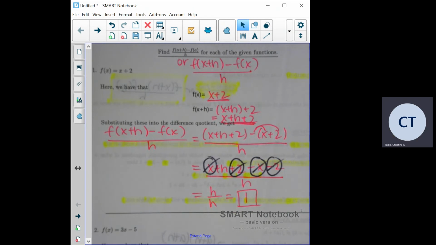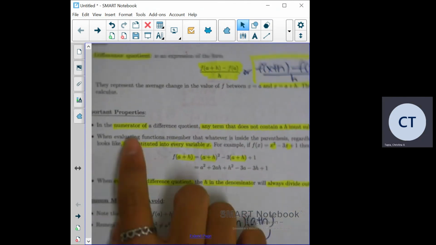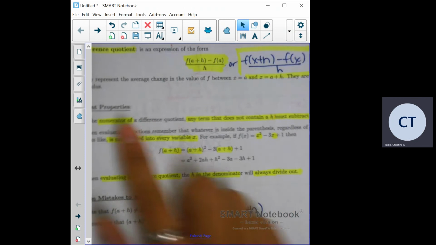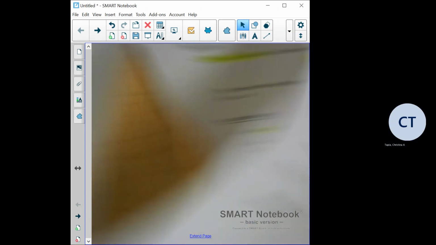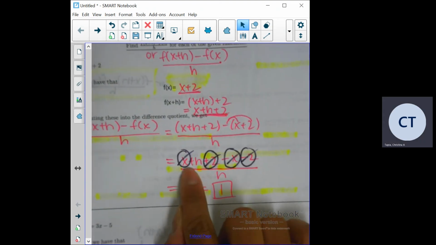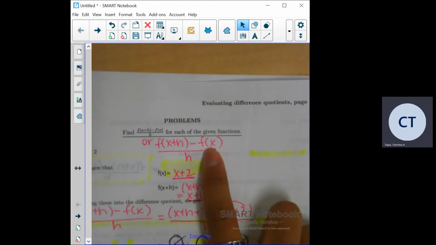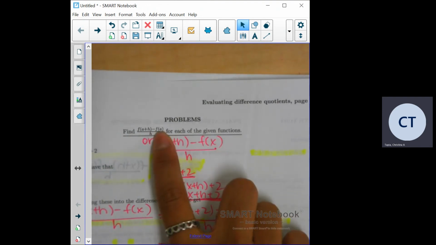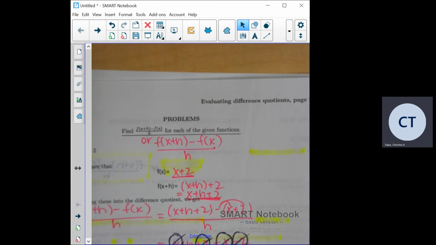So let me go through the things on the first page that we actually did on this page to get our answer. On this first page, one of the things I highlighted was that in the numerator, any term that does not contain an h must be subtracted off. Any term in your numerator that does not contain an h must be subtracted off. Chelsea just helped us with this. And this is going to work for every question that you do. Whatever your f of x is or your f of a, all of those variables and numbers should be gone after you distribute.